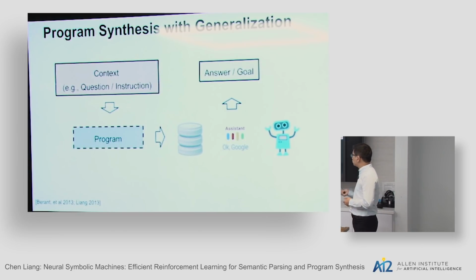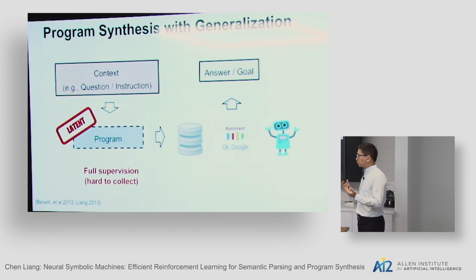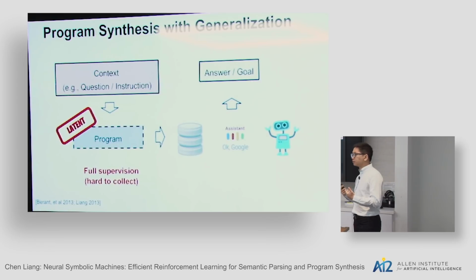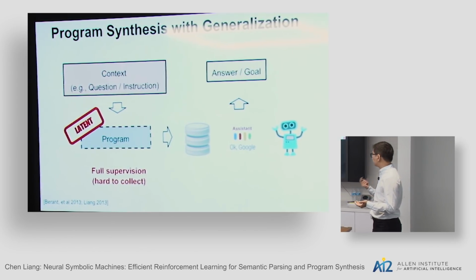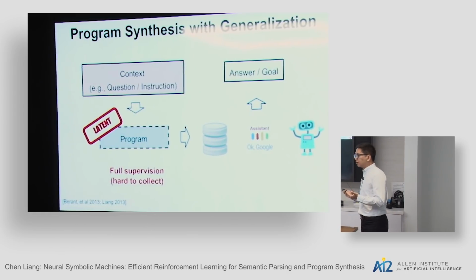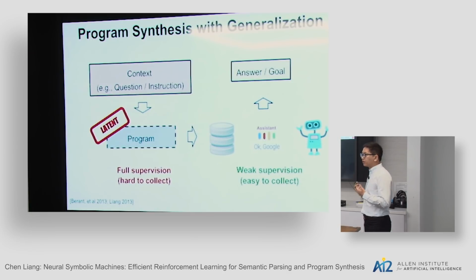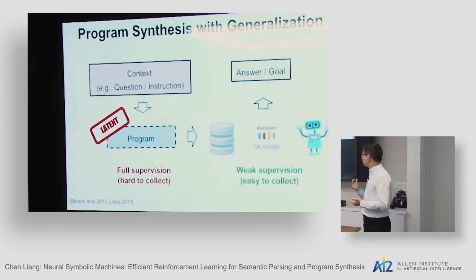So there are 2 ways to train this. First, you could have some expert annotate the true program or the ground truth. This will make training much faster because you can train from full supervision. But the problem is this requires expertise for the annotation, so it's hard to collect. So what we are aiming at here is to train from weak supervision, or just a reward signal from whether the correct answer or the right goal is achieved or not.